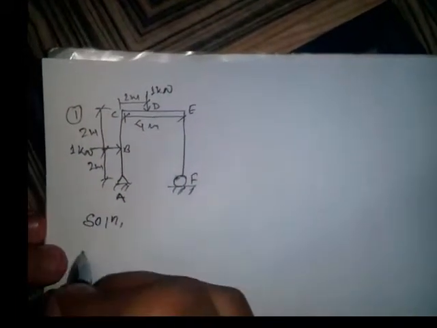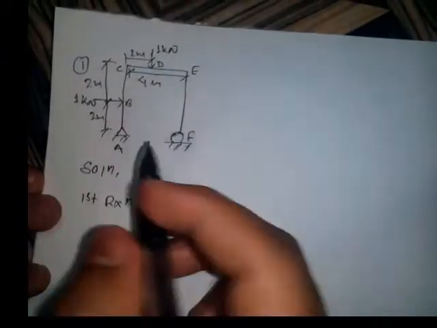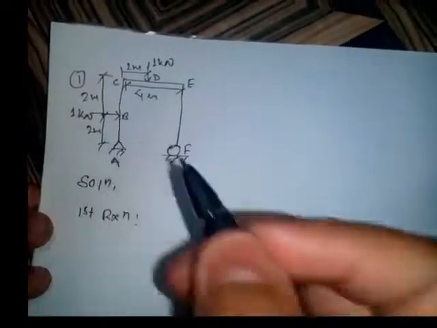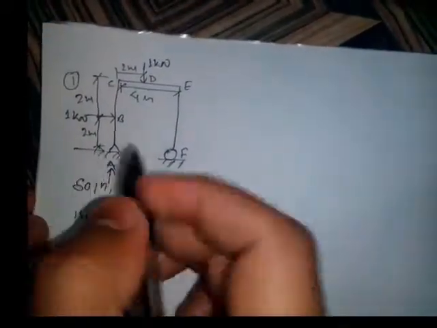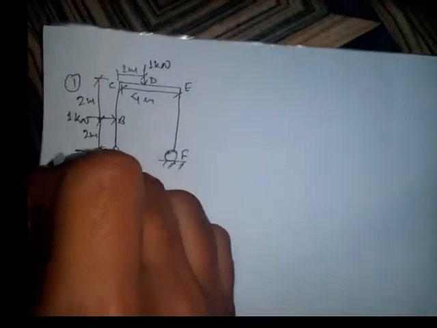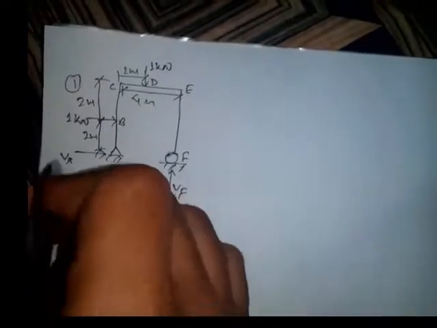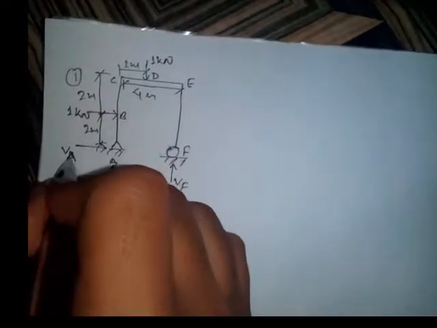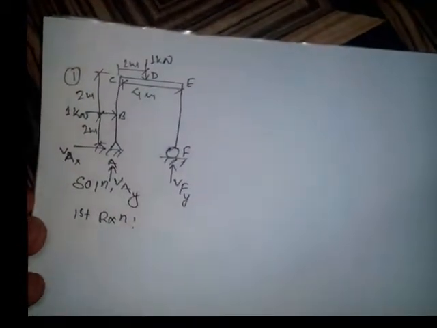So the first step in solving a frame is always calculating the reactions for any member. As you see here is a hinge, so the hinge carries a two-way reaction, that is a vertical reaction and a lateral reaction. Let's say this is VAX and this is VAY, and this is VFY, as it is in the y direction and it is in the x direction.